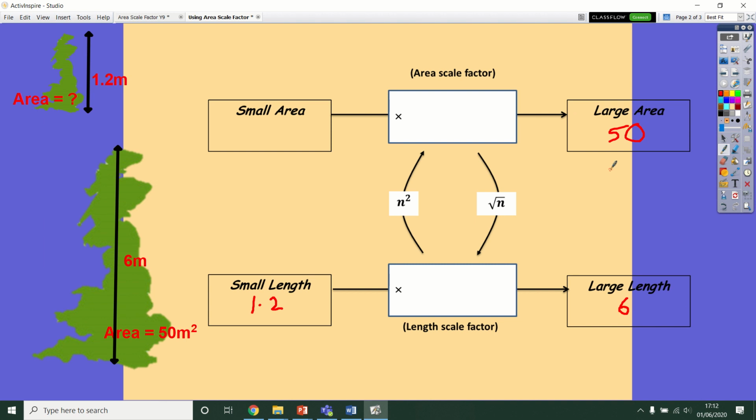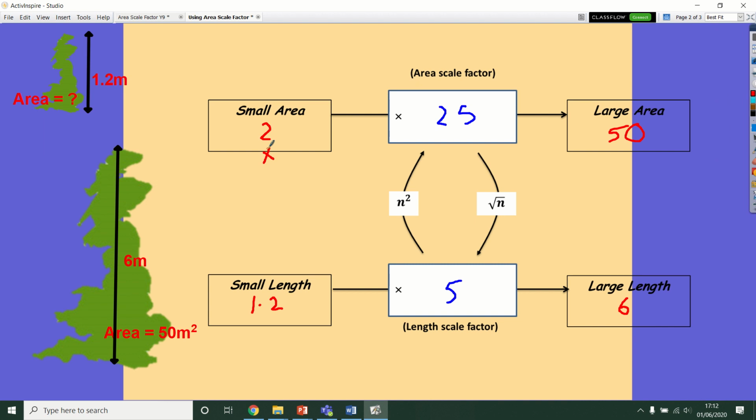Right, same as before, I can work out this scale factor in the middle. If I work out what my 1.2 has been multiplied by to get to 6, that's going to be 5. Then I can square my scale factor to get the area scale factor, and that's 25, 5 times 5. Then finally, something times 25 makes 50. Well, that's nice and easy. That something is 2, and that's the thing that I wanted to work out, and it's in meters squared. So I'm going to keep it as meters squared. That's the second one.